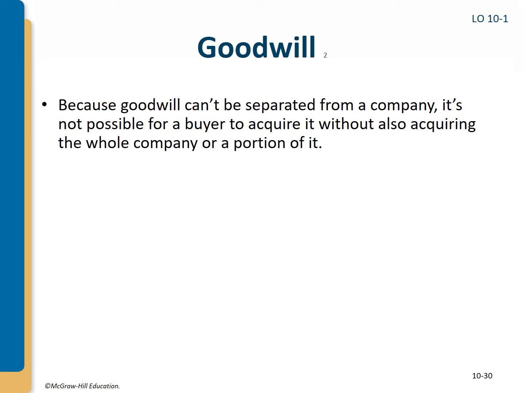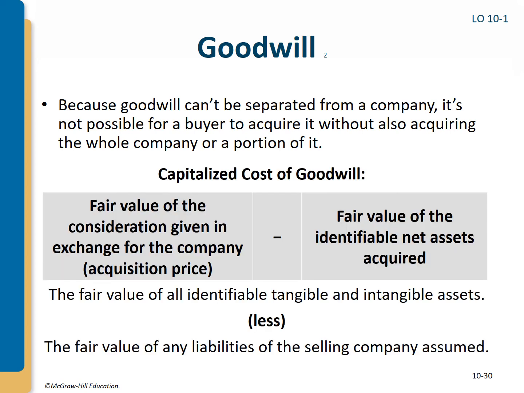So, goodwill can't be separated from a company. It's not possible for a buyer to just acquire goodwill without acquiring a whole company or a portion of it. So that's where goodwill usually stems out of. One company is buying an entire company. What is it? It's the acquisition price minus the fair value of the net assets. What are they? They're the fair value of all the identifiable, tangible and intangible assets. What exactly are identifiable assets? Those on your balance sheet.